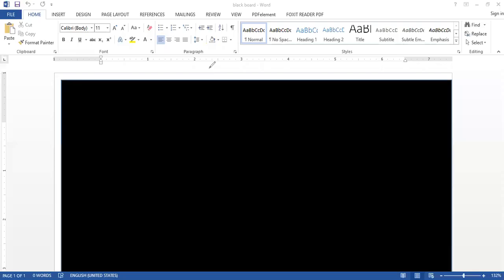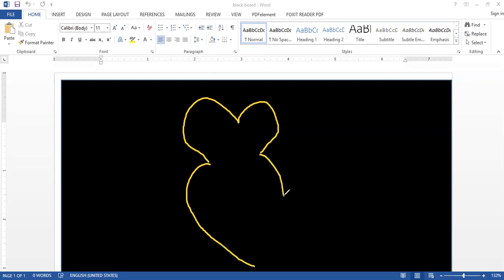Look now. I'm going to draw this heart very clearly. Sometimes you will confuse this one. I'm just drawing now. It's a heart, the human heart. The human heart has four chambers.